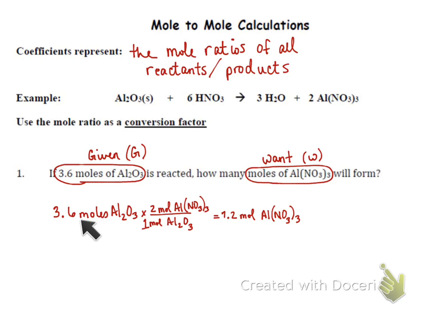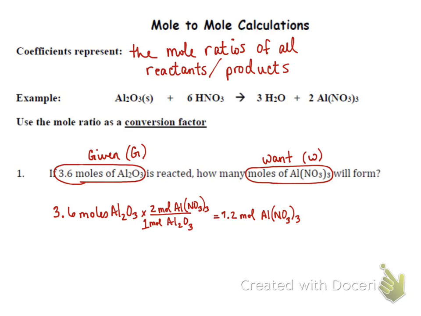So starting with 3.6 moles, aluminum oxide has to go on the bottom because it has to cancel. Aluminum nitrate goes on the top, moles of aluminum nitrate. The 2 and the 1 are the numbers out front, the coefficients. The 1 here and the 2 here. And then set it all up and then do the multiplication. 7.2 moles of aluminum nitrate are going to be formed from 3.6 moles of aluminum oxide.